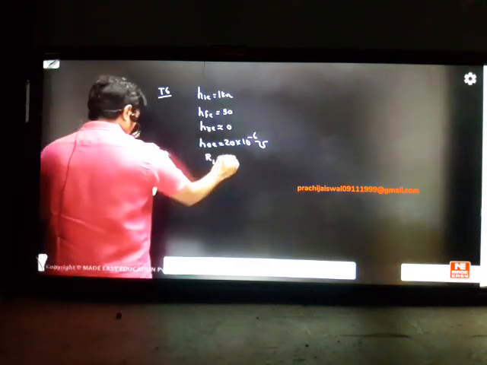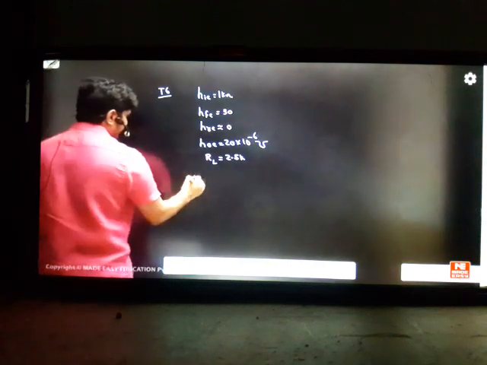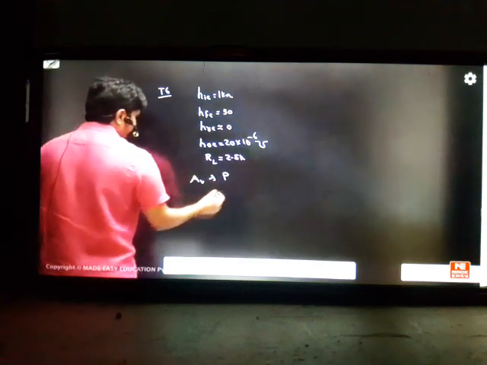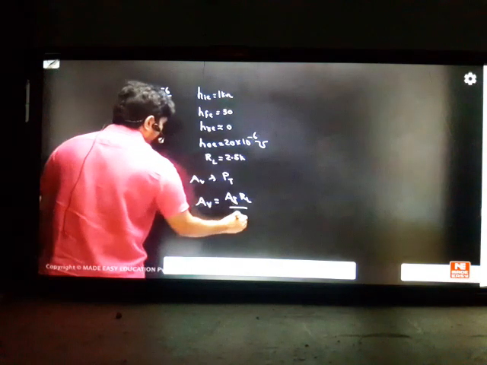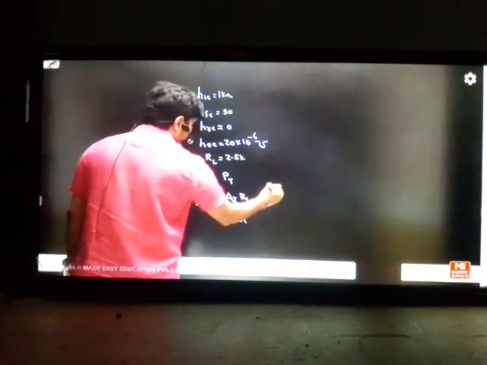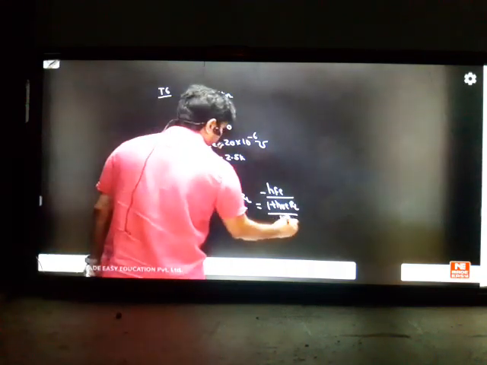And RL is equal to 2.5k. This is the data given in the problem. It's asking you to calculate the voltage gain, AV, and the power gain of your transistor. So AV and the power gain you want to solve. If you want AV, it is AI into load by Zi, same style. But AI will come from minus HFE by 1 plus HOE into RL, and Zi is HIE into RL.